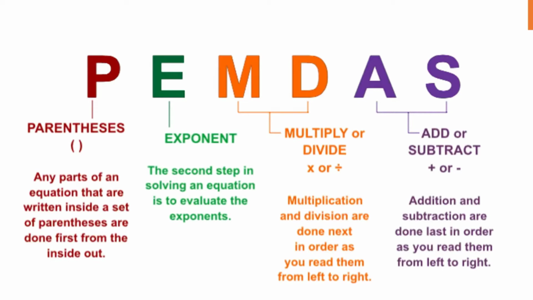Whatever is inside the parentheses or brackets should be solved first. Parentheses are the first step in our equation. Next comes exponents. Then comes multiplication. After that, division. And you can do the addition and subtraction together.